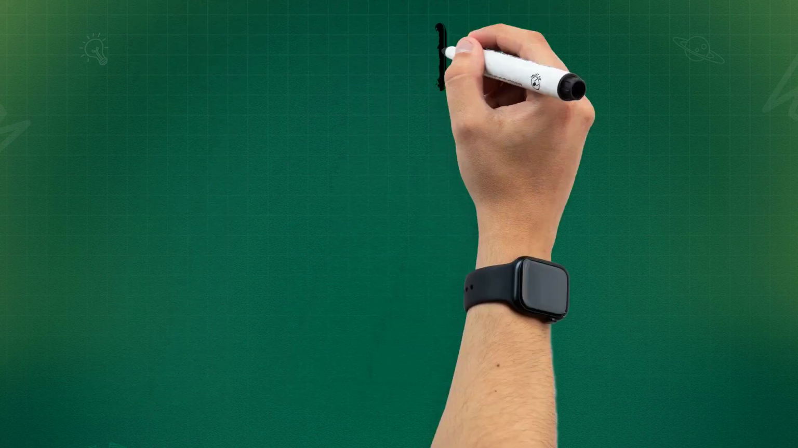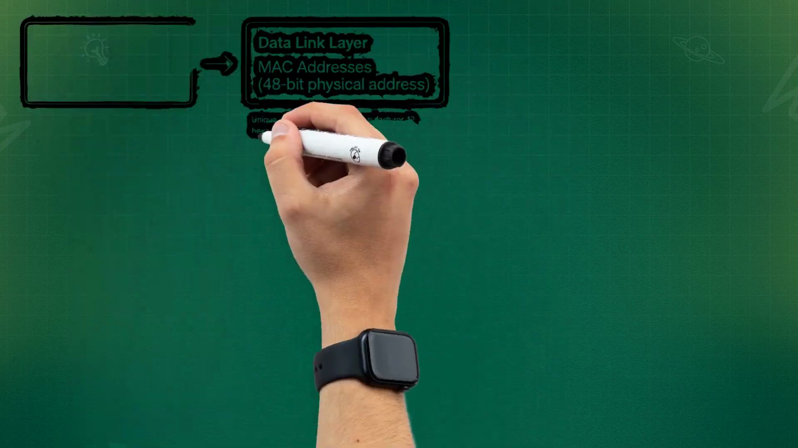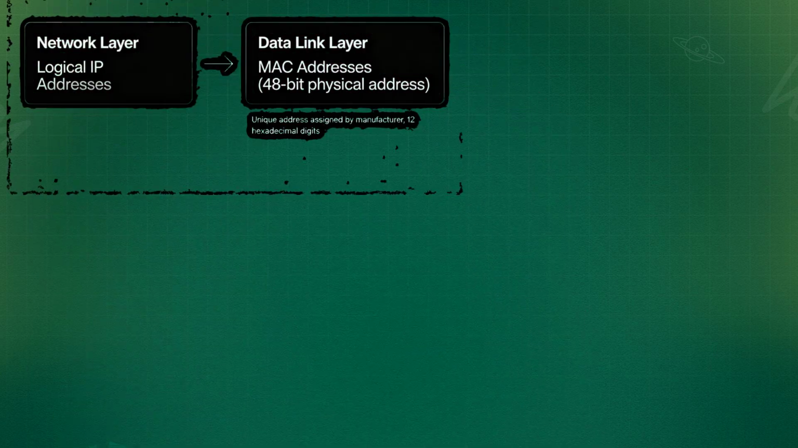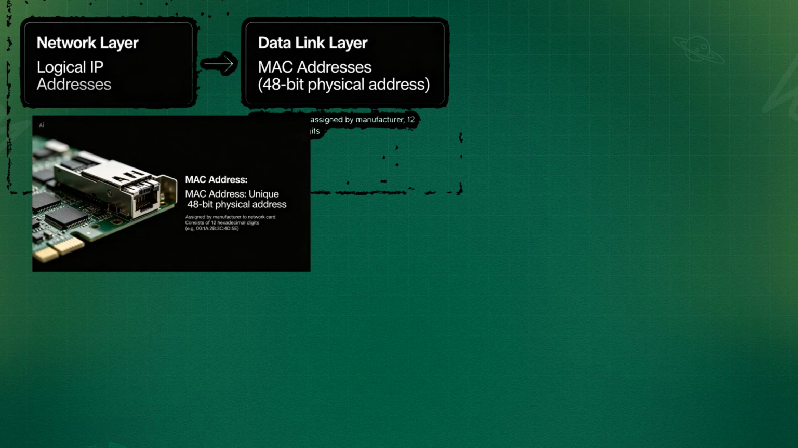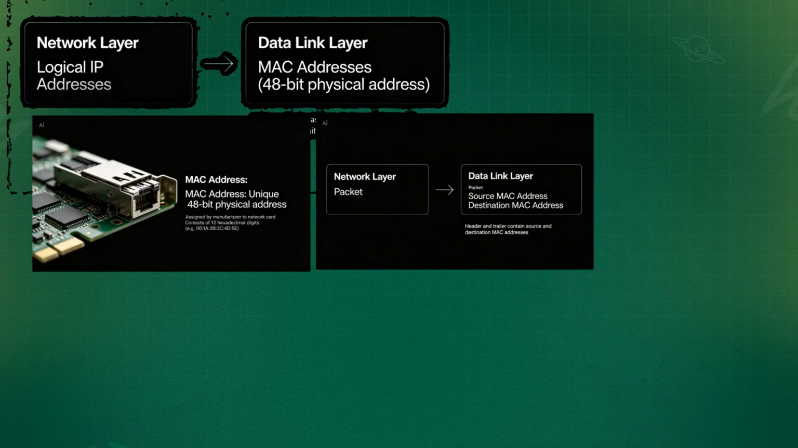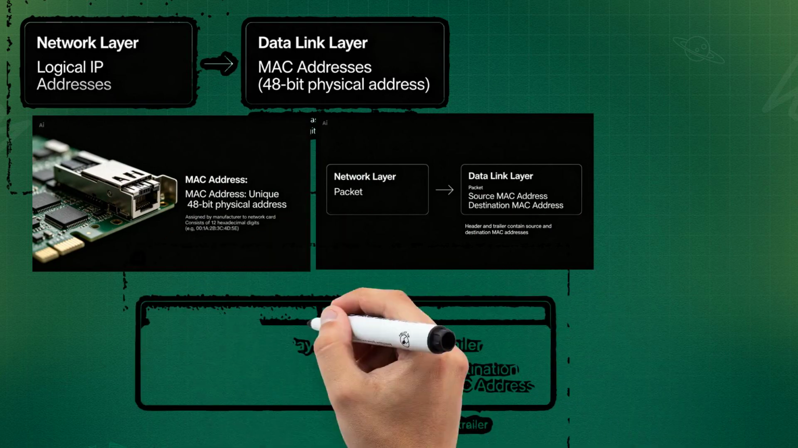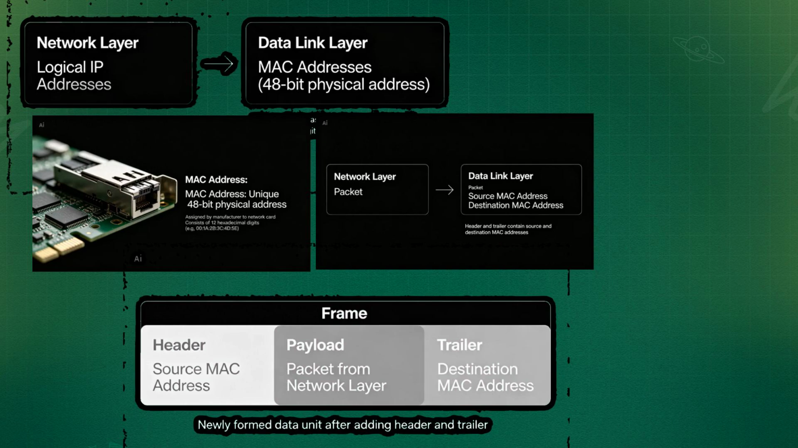While the network layer uses logical IP addresses, the data link layer uses MAC addresses. A MAC address is a unique 48-bit physical address assigned to a device's network card by its manufacturer. It consists of 12 hexadecimal digits. The data link layer receives packets from the network layer and adds a header and a trailer to them. This header and trailer contain the source and destination MAC.